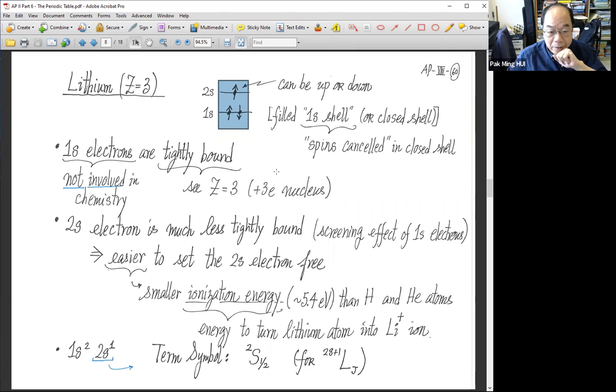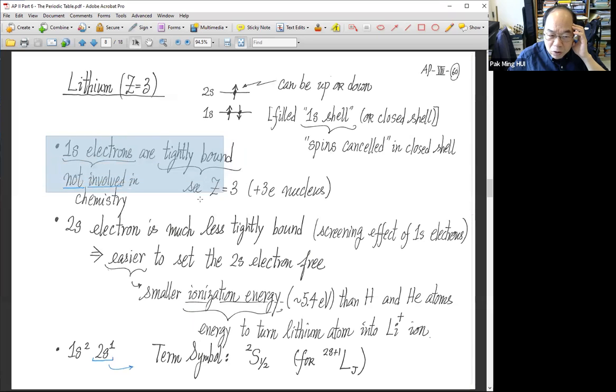Okay. But let's look at some physics. The 1s are filled and they are closer to the nucleus. Therefore, they don't play much role in the chemistry of lithium. The chemistry of lithium is governed by this particular lonely electron.